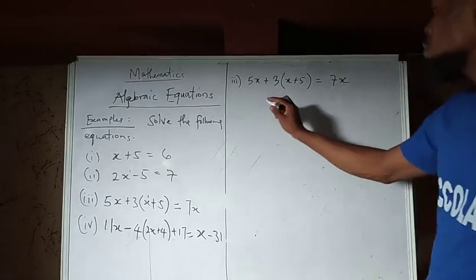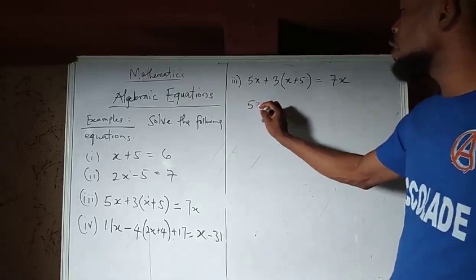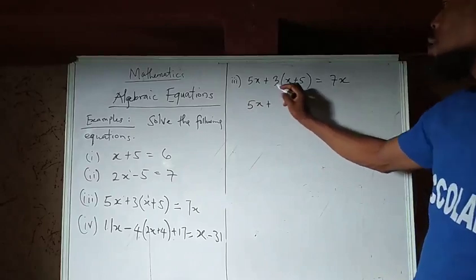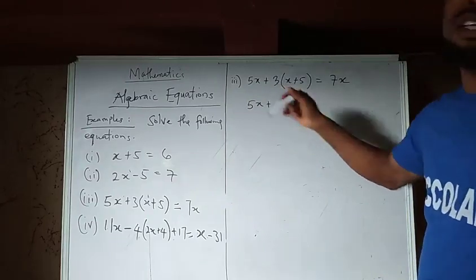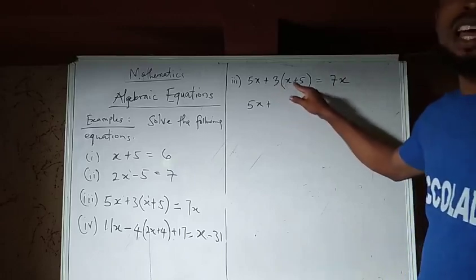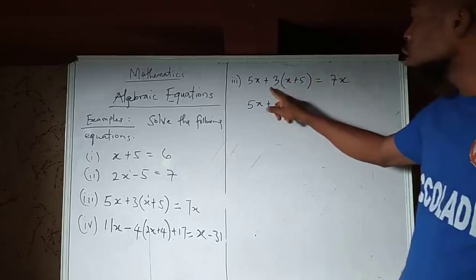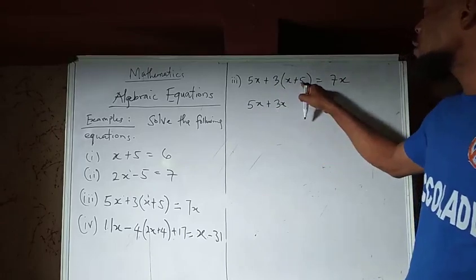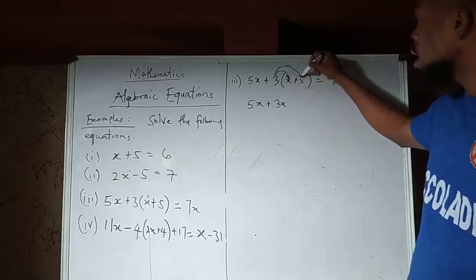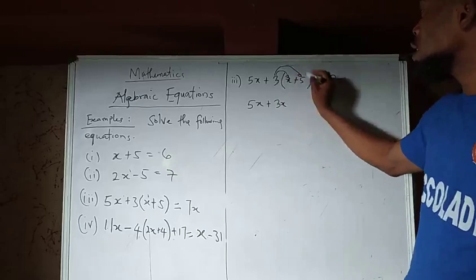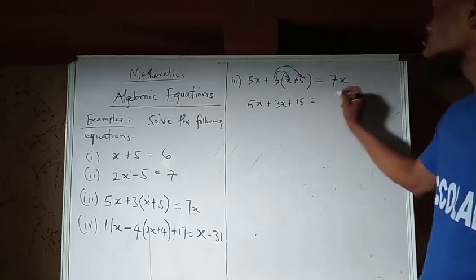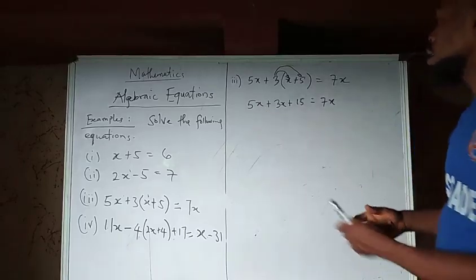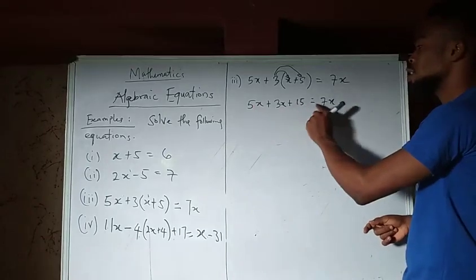Okay, so how do we do that? We are going to have this become 5x plus, remember here is a bracket, right? Whenever we have a number outside the bracket, what that is telling us is that the number outside the bracket can be used to multiply everything inside the bracket. So this will become 5x plus 3 times x, which is 3x, and 3 times 5, this times this, and this times this. 3 times x gives us 3x, 3 times 5 gives us 15, equals 7x. Now you can see that we have 5x plus 3x plus 15 equals 7x.